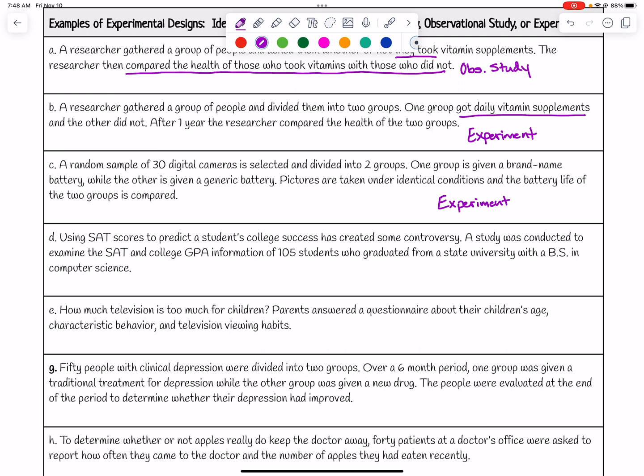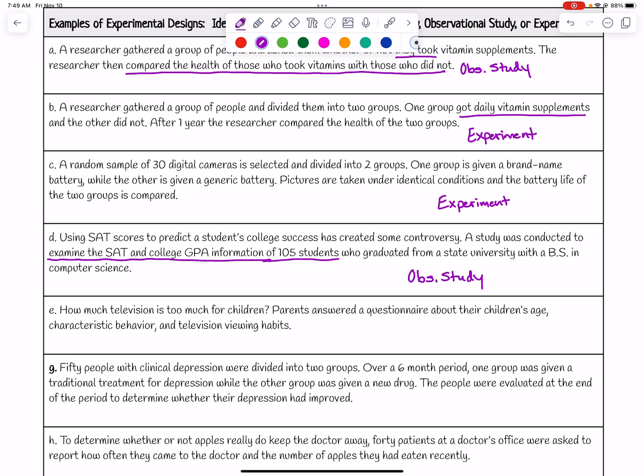D says using SAT scores to predict a student's college success has created some controversy. A study was conducted to examine the SAT and college GPA information of 105 students who graduated from a state university with a BS in computer science. So they're just examining the SAT and college GPA information of 105 students. They're looking at them, but they're not asking them any questions and they're not giving them any sort of treatment. So this is an observational study.